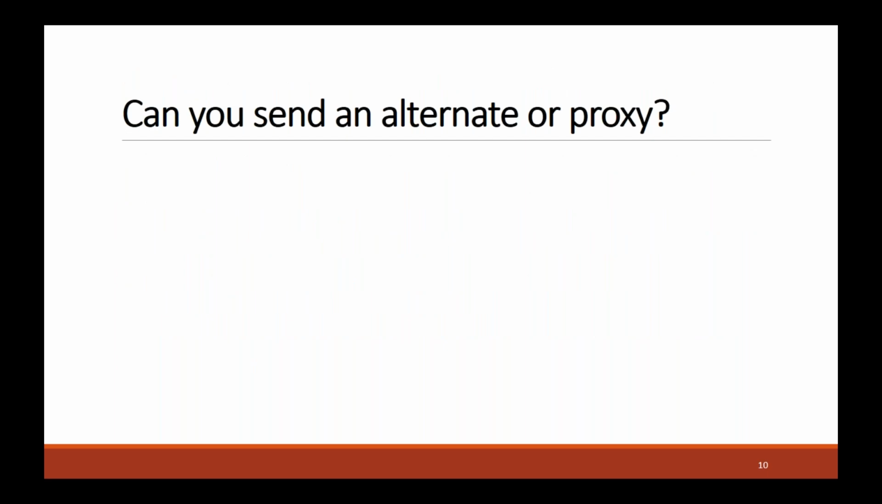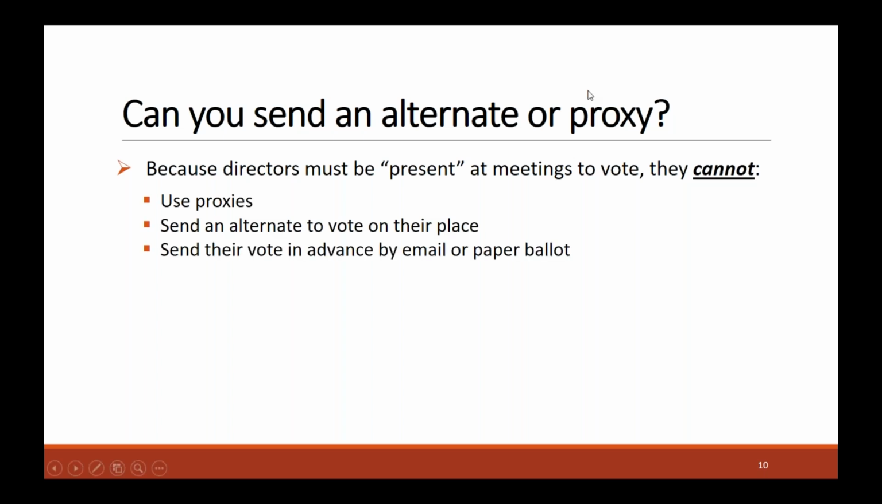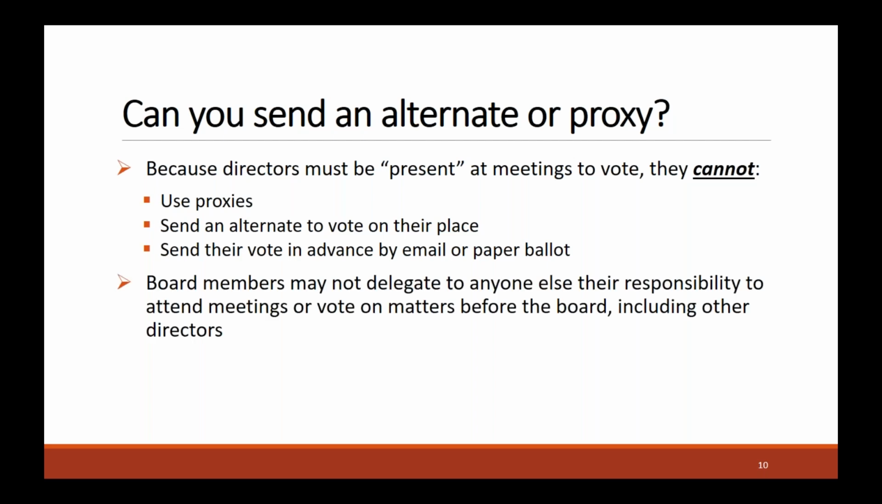Can you send an alternate or a proxy to vote? Because directors must be present at the meeting, you cannot use proxies. You cannot send an alternate to vote in their place. You can't send your vote in advance by email or by paper ballot. I've seen a lot of bylaws that allow proxy voting on the board, and under the DC code, that is not allowed. So if that's in your bylaws, think about taking it out.